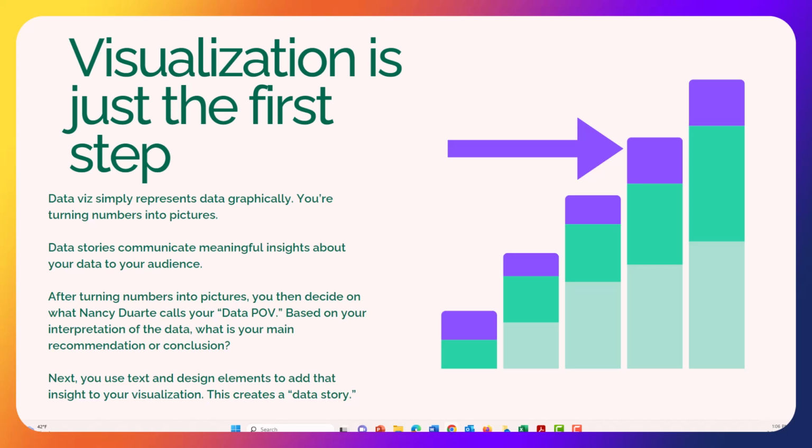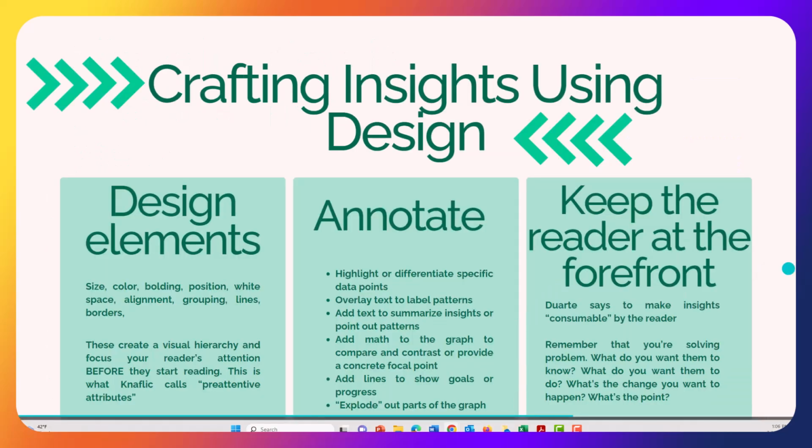Our reader doesn't. They didn't design the study or collect the data or spend hours looking at it. What we need to do is design the data visualization so they see what we see. We need to use design to encode our point of view. You can do this by adding design elements and annotating your data visualization. Design elements like size, bolding, color, shape, white space, etc. can help to create an information hierarchy and focus your reader's attention.